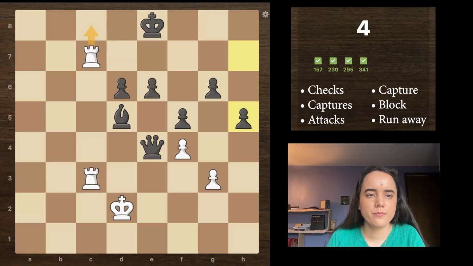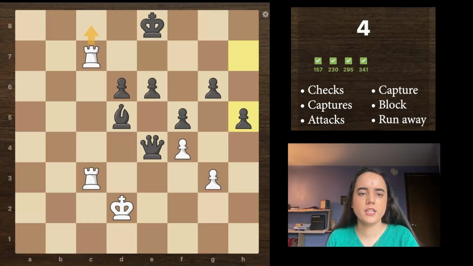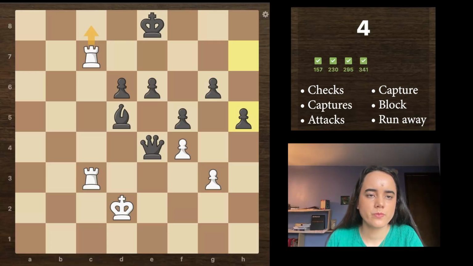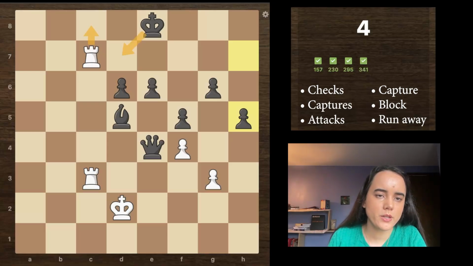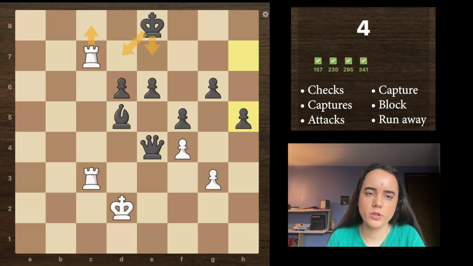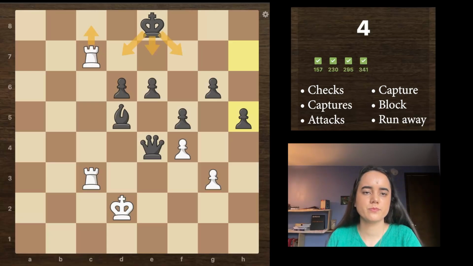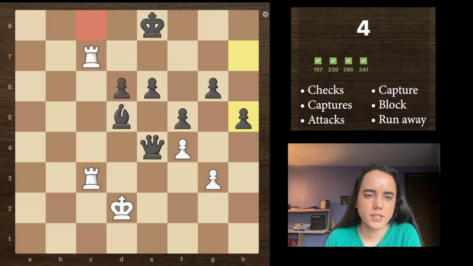So we go here. Now when he's in check, he can capture the piece, block, or run away. So can he capture this piece? No. Can he block? No. So his only option is to run away. So let's look at the squares he can run to. He can go to this square, he can go to this square, or he can go to this square. So let's look at each of those. So the rook's here. He goes to this square.